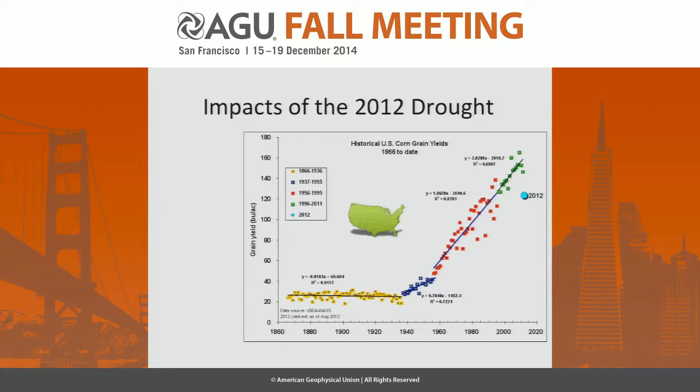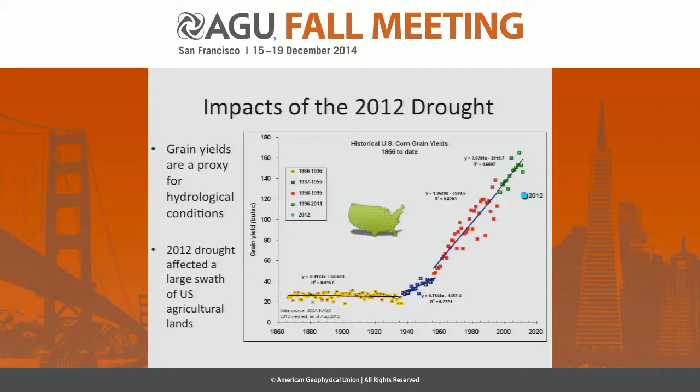So the impacts of the 2012 event, many of you may have seen this image before. It depicts the historic grain yields in the US for each year. And you can see the different time periods, there's a trend within each. And I should emphasize that those trends are not due to climate change, perhaps that's obvious, but rather due to developments in farming practices and things like that. So departures from those trends can really be an interesting proxy for drought.